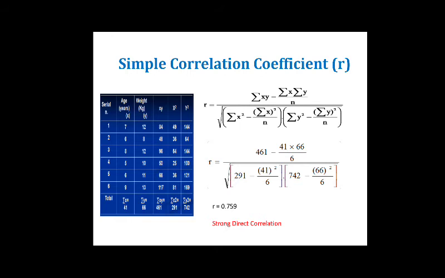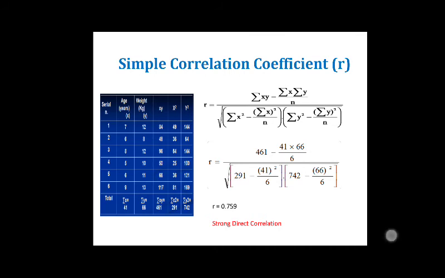0.759. According to the previous diagram, it is positive, meaning there is a direct relationship, and it is greater than 0.75, meaning we have a strong direct correlation. We have a strong direct correlation between the age and weight variables.